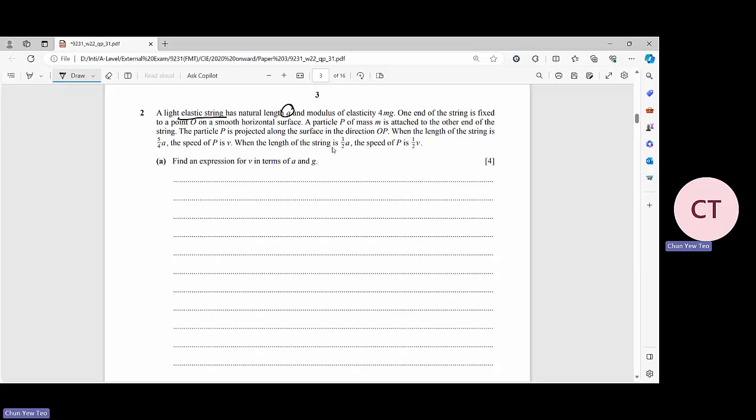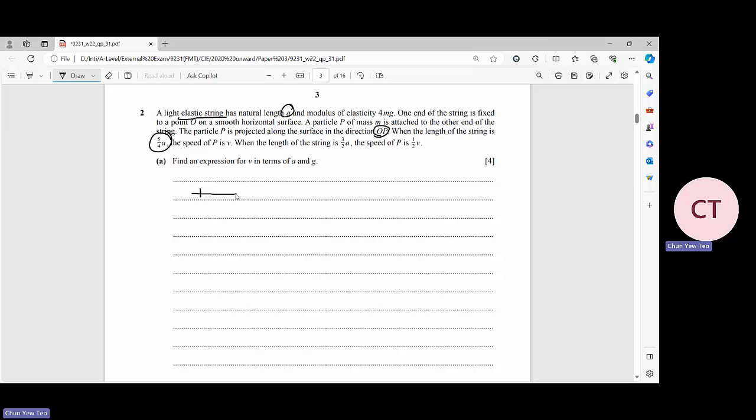The particle P is projected along the surface in the direction of OB. When the length of the string is 5/4 a, the speed is V. When the length of the string is 3/2 a, then the speed is half V. Find an expression for V in terms of a and g.